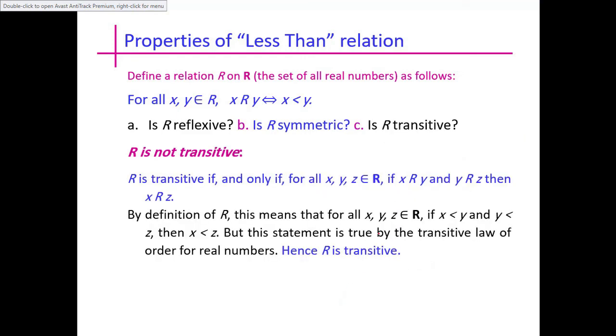Now we see the transitive property here, and it can be seen easily that if x is less than y and y is less than some number z, we can say that this implies that x is also less than z. So this statement is true for this relation, and hence R is transitive.